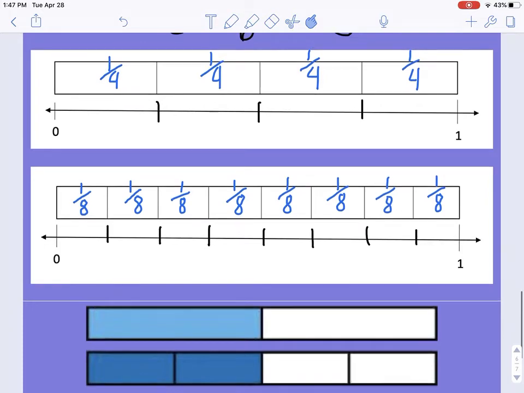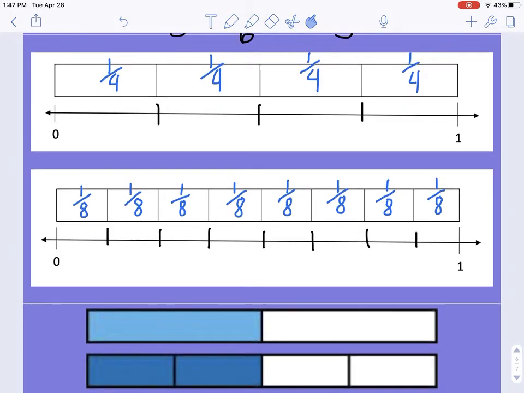Okay, now I have fourths. Now I'm going to show the same equivalence. Okay, so if I had 1/4, how many eighths are equal to 1/4? Well, I can see that 2 eighths are equivalent to 1/4. So I'm going to write that here. 1/4 is equivalent to 2 eighths. They take up the same amount of space.